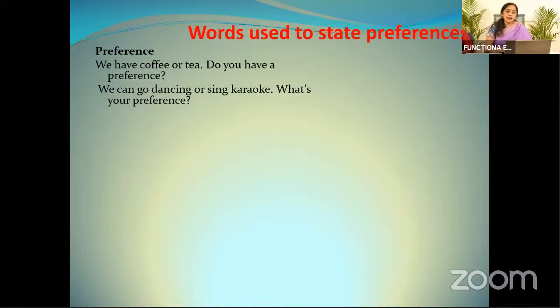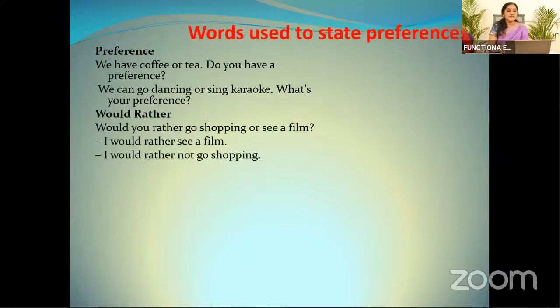We can go dancing or sing karaoke. What's your preference? So what's your preference? Do you have a preference? Which do you prefer? This is how we ask a question after giving a choice.